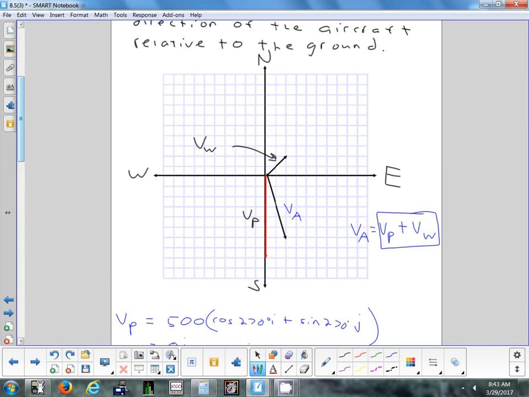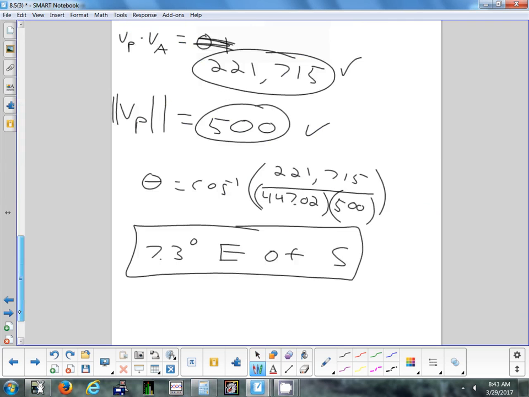Is there any question on the wording for how you phrase that answer? That east of south. So that's how many degrees the plane is going to be blown off course. Any questions on that one? Okay, so as far as word problems, that's most of the word problems, I think all of them that we're going to see this week.